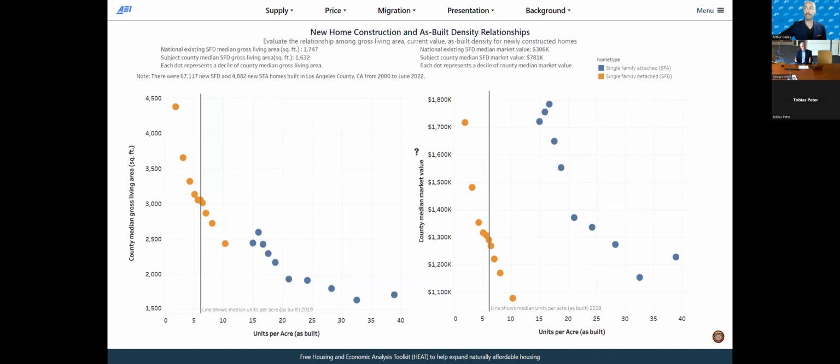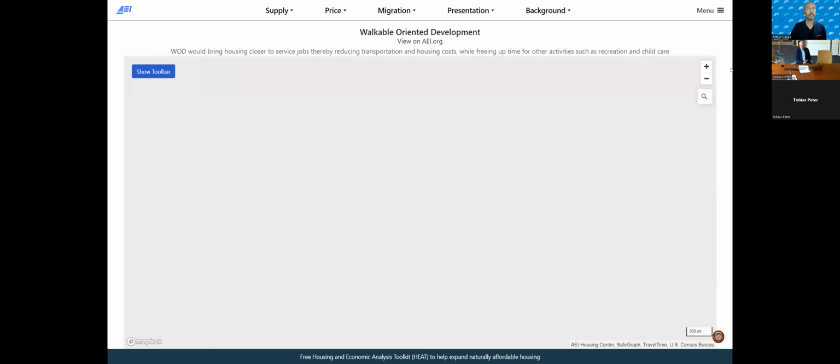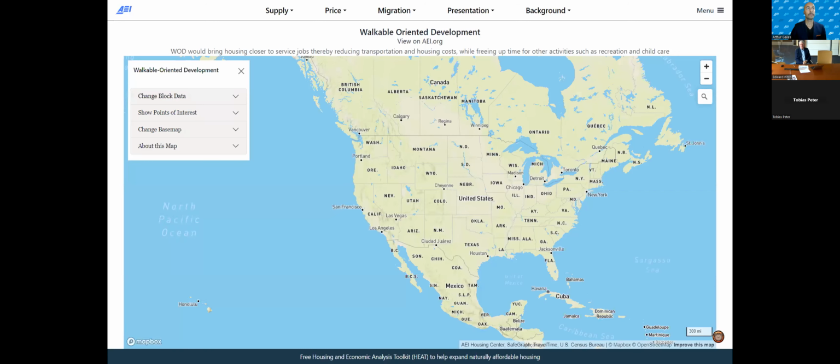Think of it as the used car market versus the new car market. When somebody buys a new car and trades in a used car, then that serviceable used car goes to another household at a much lower price point, but it's still very serviceable. Housing units are durable goods and they last for a very long time. So adding more supply is really the key, as we'll see, to addressing our supply problem. Next tool, please. And now Arthur will cover the Walkable Oriented Development tool.